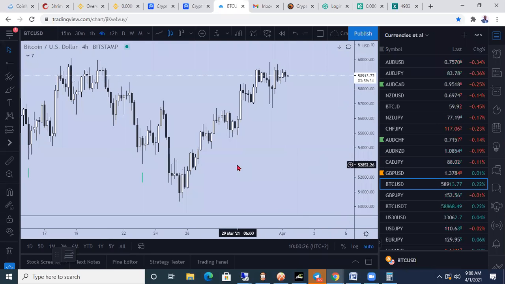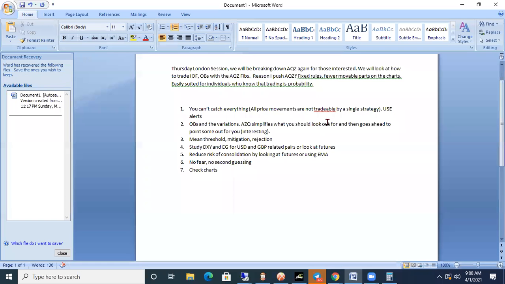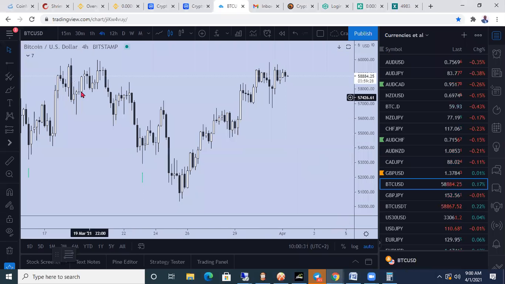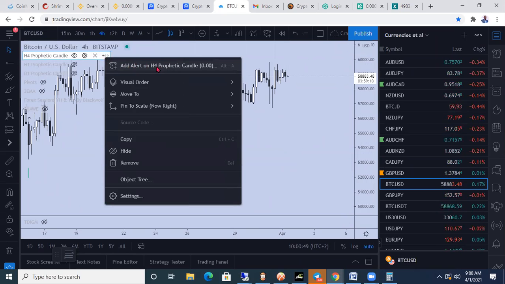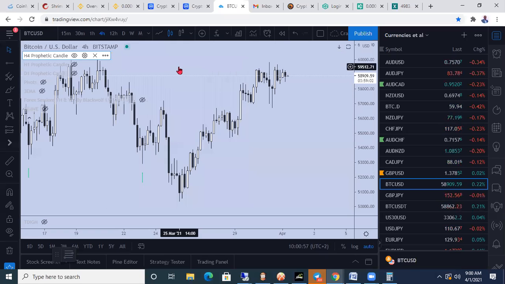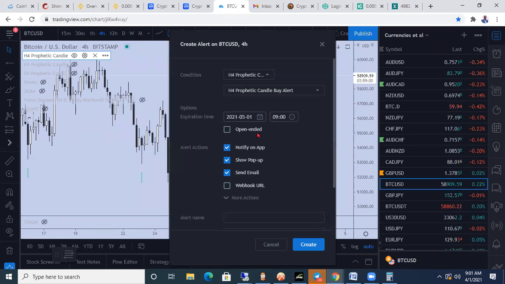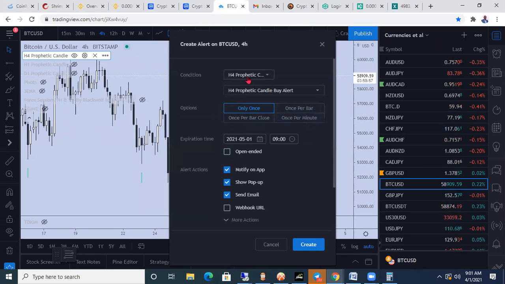There's something called over trading, right? So I also mentioned that you should use alerts. So the AQZ feeds, the PC itself, this is the H4 PC, has the ability to alert you. You notice there are 3 dots up here on my H4 PC. You click on them, and the very first row there has add alert on H4 prophetic candle. You only need to click on it, and it gives you the ability to add an alert, right?